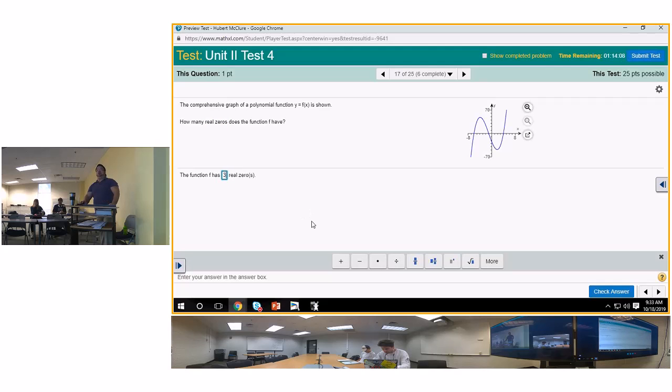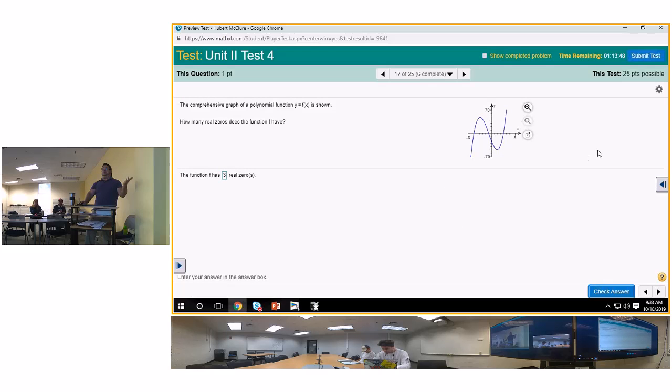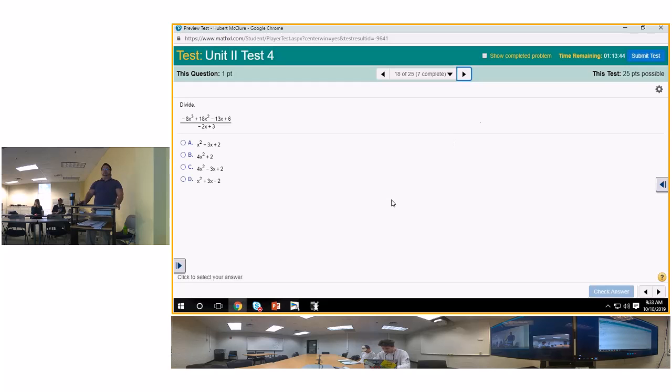And that usually is going to coincide with the function. If you have a 2 or a 4, that's going to coincide with how many times it crosses the x-axis, usually. Check answer, we got that right. See, as you can see, some of these are not even mathematical, you just have to look at it. So it's not like I'm trying to sink you on this one. All right, there we go.